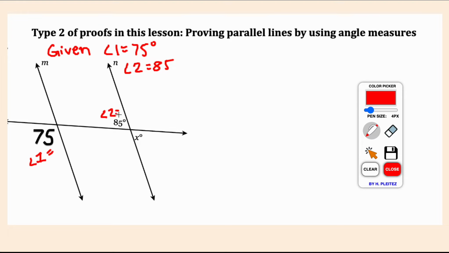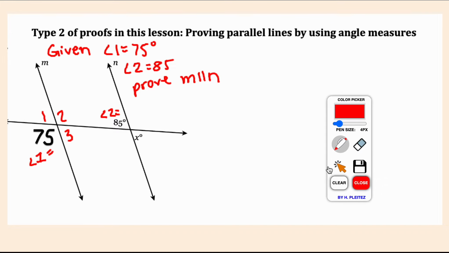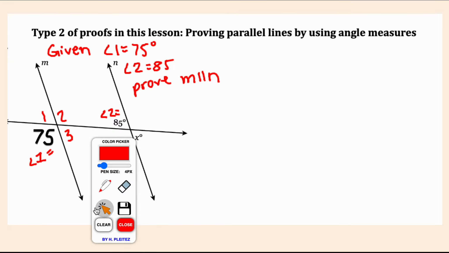And what we're going to want to do is prove that M is parallel to N. So make sure you are pausing and writing that in. And we're going to go ahead and label these angles too, 1, 2, 3, because those will help us out later on. So again, our first step in our proof is we are writing a statement and a reason chart.